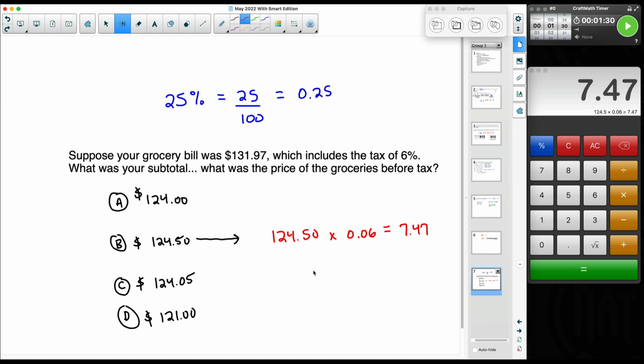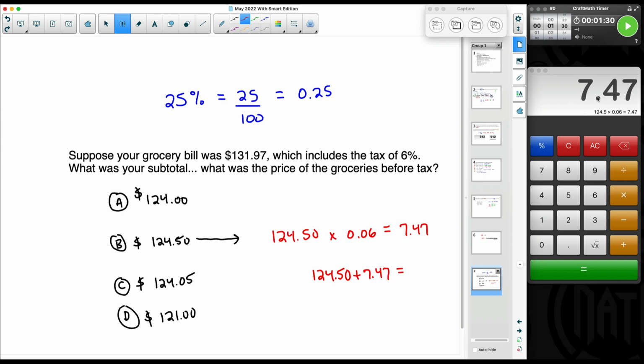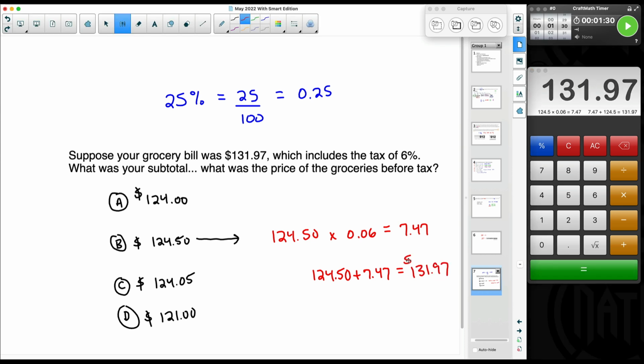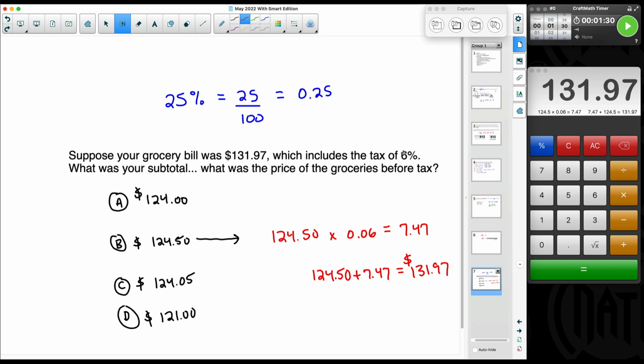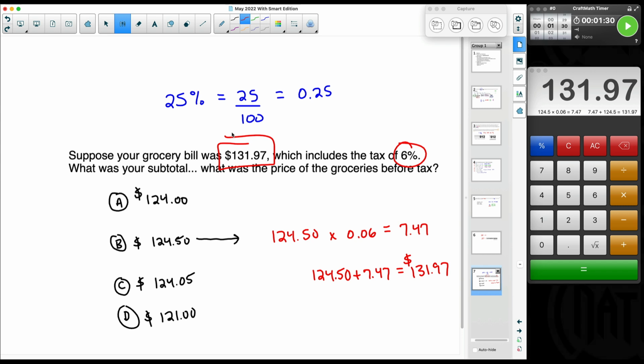Now check out what happens if we take the $124.50 and we add on that sales tax. So I'm just going to take the $7.47, add on the $124.50, and here we do get $131.97. So it's not $124.05. I could see why you'd want to pick that, but again, you don't want to find 6% of this price because that price already includes the tax. That's the tricky part there.